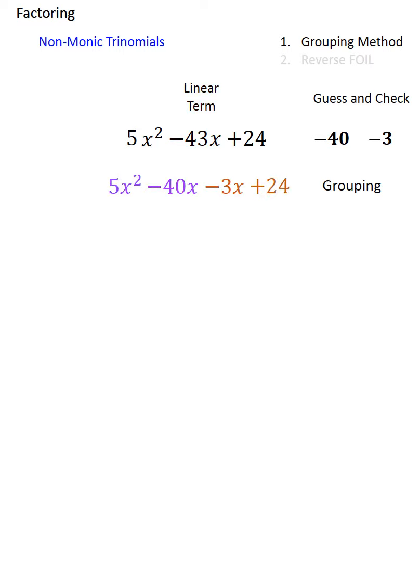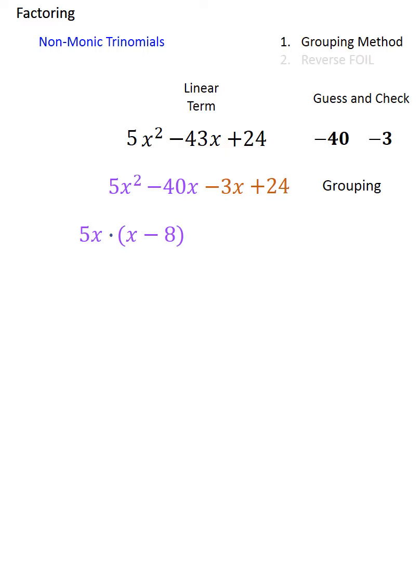You group them into pairs of two. You take the first two terms and you factor something out. You factor the GCF out of the purple in this case, which is a 5x. You'll notice 5 and 40 are both divisible by 5, and I can factor out an x because x to the first is the lowest power of x. Factoring that out gives me this quantity.